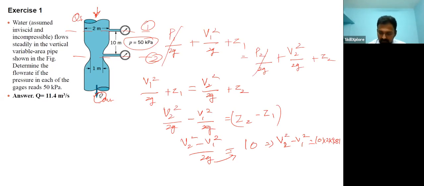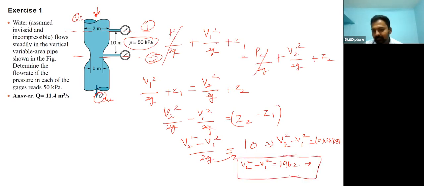What is the value? 10 into 2 into 9.81. This is 196. V2 square minus V1 square is equal to 196.2. Okay, so let it be equation 1, and we have another equation to predict the value of V2.